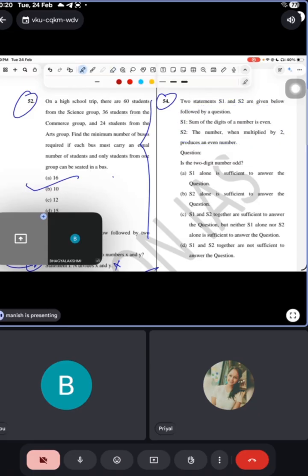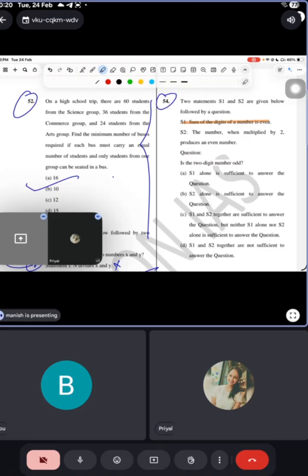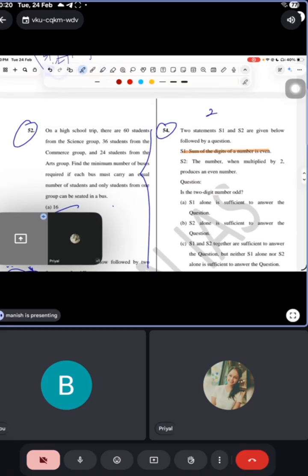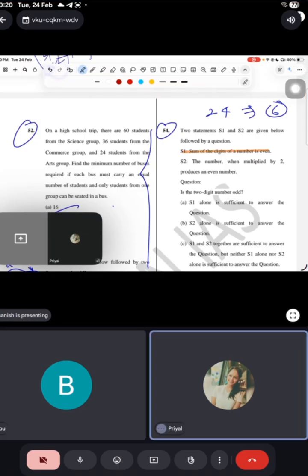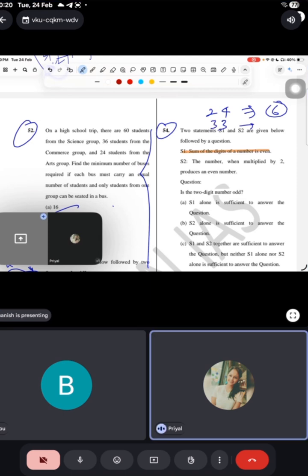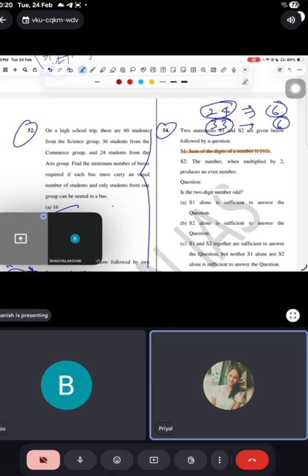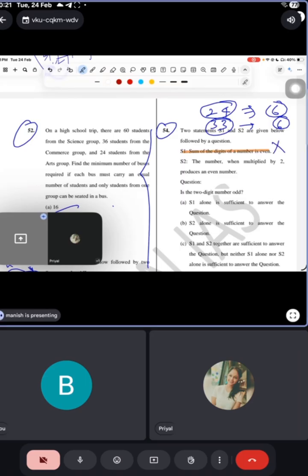Now read statement one, guys. The sum of the digits of the number is even. Let's say this is 24. The sum of the digits is 6. Is 6 even or odd? Even. But if I take 33, the sum is 6 again. So 24 is even and 33 is odd. It means both cases are possible, so it is not possible in statement 1 because we are getting two answers.